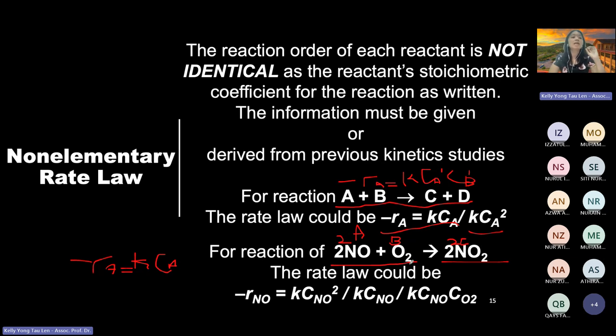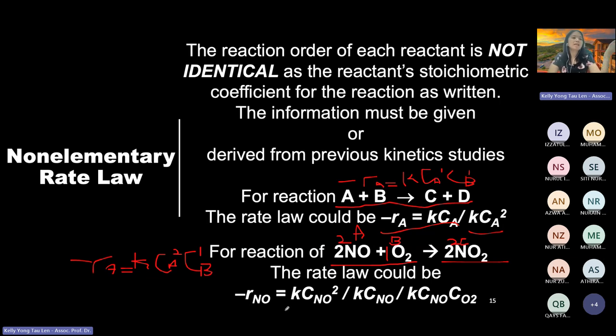So, if it's elementary rate law, the rate law will be minus RA equals to KCA power of 2, second order with respect to A because there's a number 2 in front of your A, and we have CB power of 1 because in front of O2 is only 1. So that is elementary rate law. If non-elementary rate law, I will provide you with information.